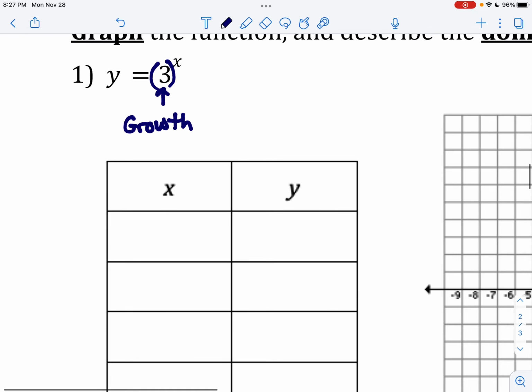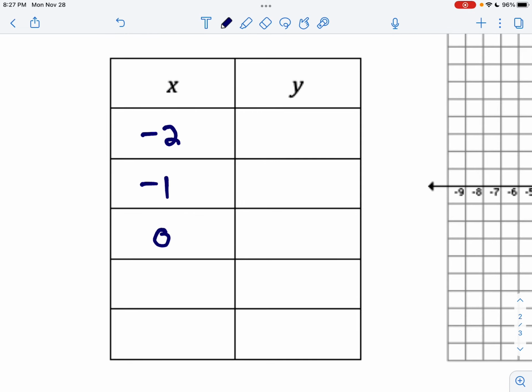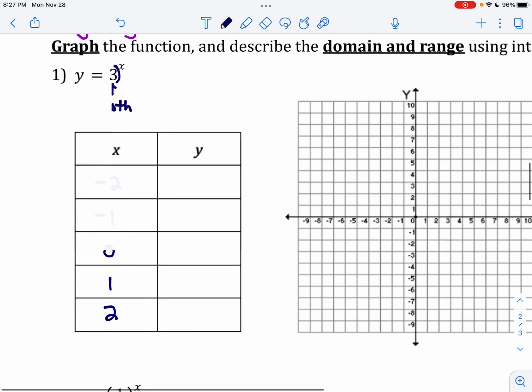The numbers I'm going to use: -2, -1, 0, 1, and 2. These are the numbers that we use for all of these graphs. It's always going to be -2, -1, 0, 1, and 2. That is not ever going to change unless we give you something different in particular. But if nothing is filled in, you are going to do -2, -1, 0, 1, and 2.